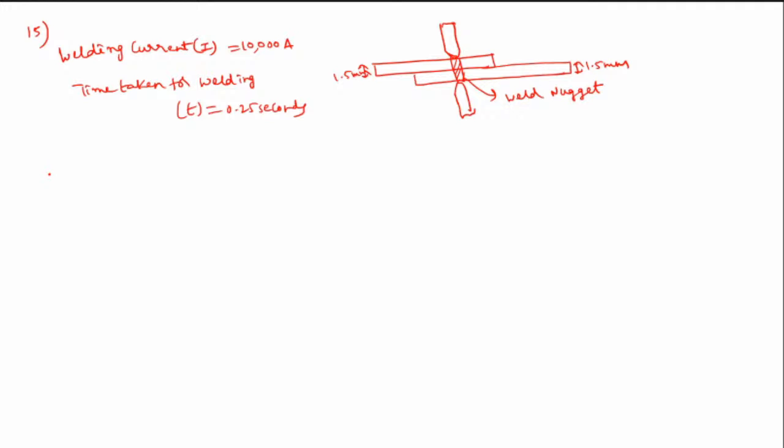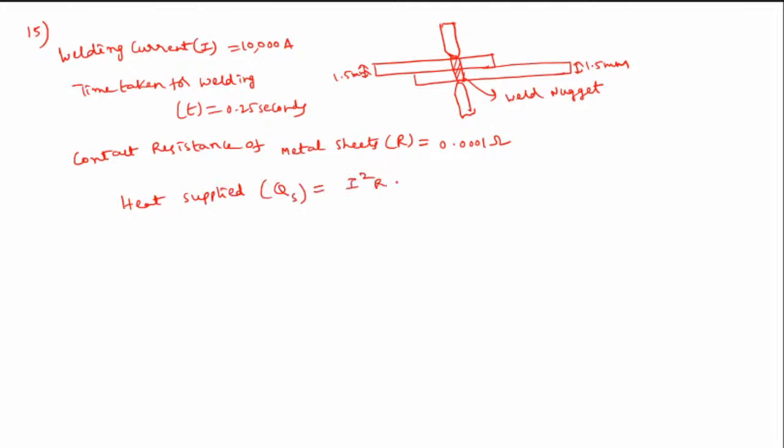Okay, contact resistance, that is capital R, is equal to 0.0001 ohms. Okay, and they are giving, so we can calculate heat, that is I square R T. So that will give the value of heat supplied in joules, that is 10,000 square into 0.001 into 0.25. We will get the value of heat as 500 joules.